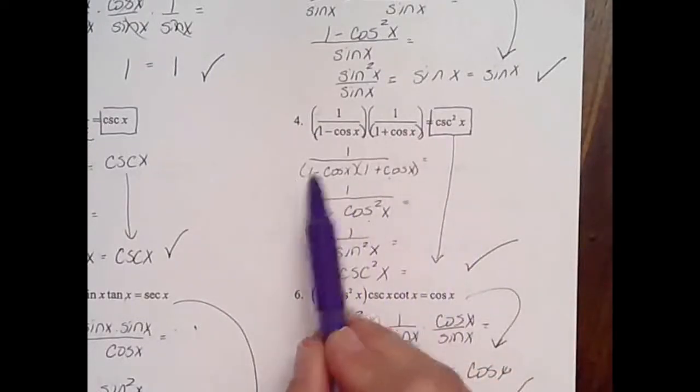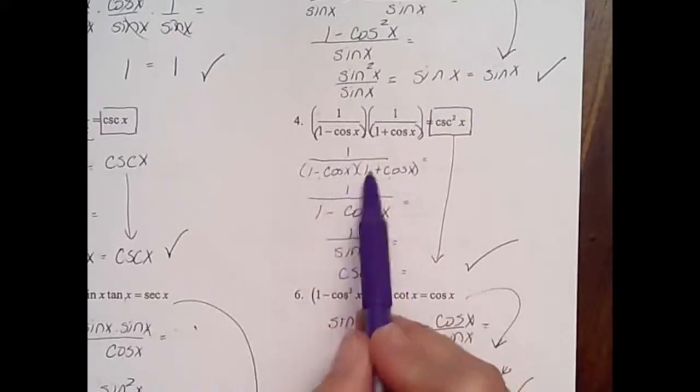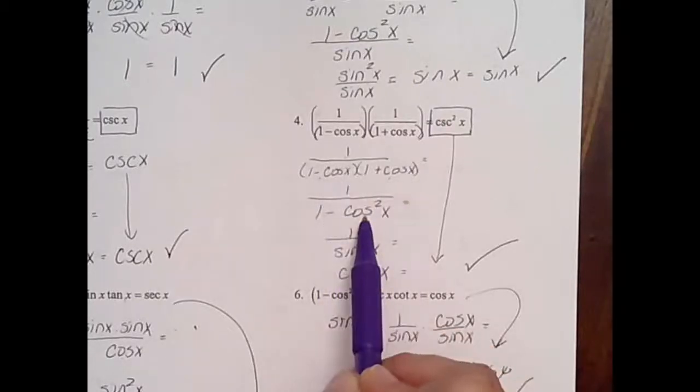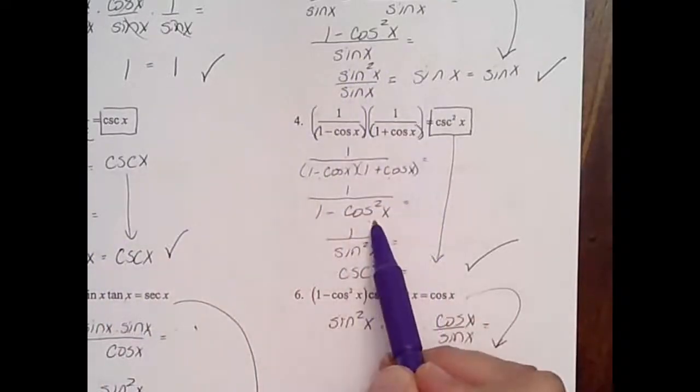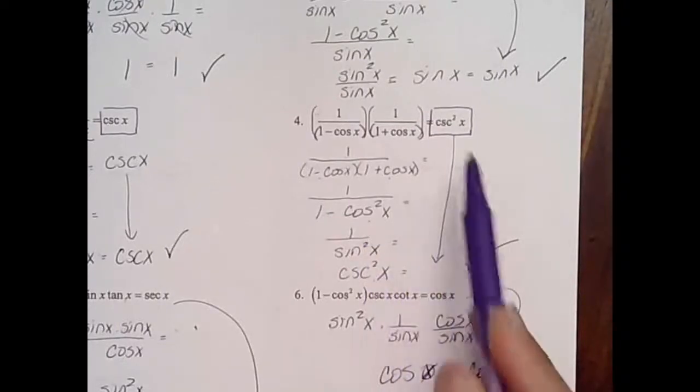I didn't write out the FOIL steps because it's easy enough. 1 times 1. My outers is a positive cosine x. My inners, negative cosine x. They cancel. Done. Negative times a positive, there's negative cosine squared. Well, third time's a charm. Right now I really have this one memorized, so I'm going to replace that with my sine squared x. And 1 over this, well, that's cosecant squared x. There it is. Check. Done.